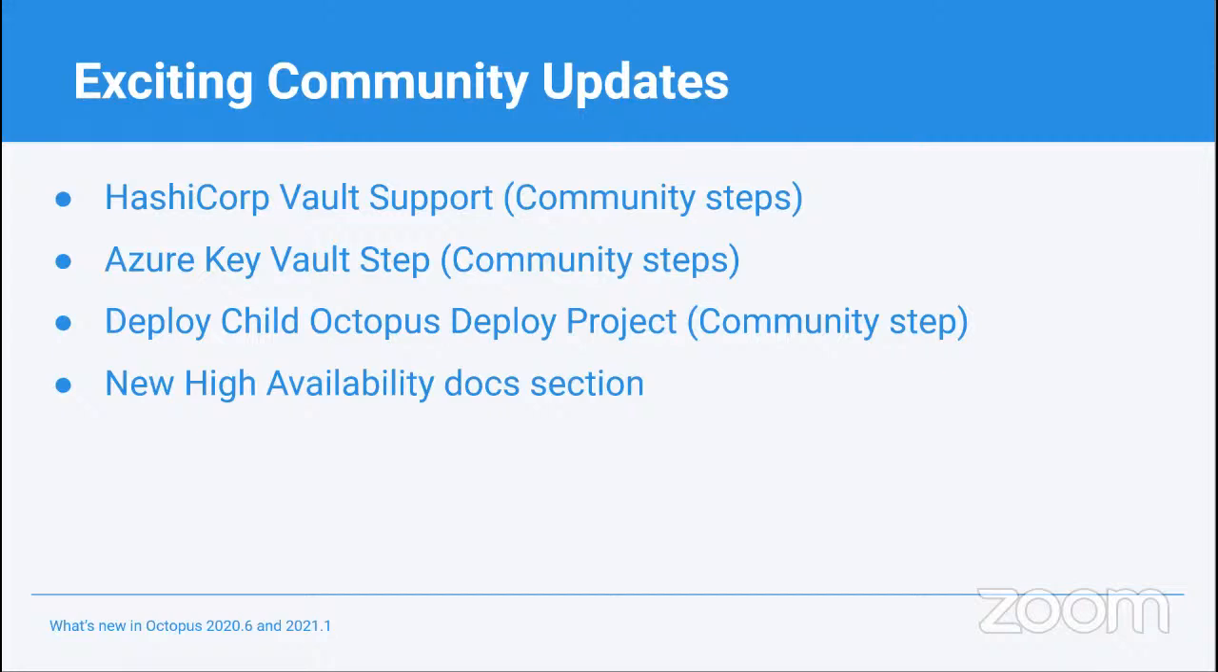And lastly, we've also made some great changes to our high availability docs. It's actually a new section. If you're running a single node Octopus instance at the moment and thinking about moving to HA, check those docs out. We have some detailed guides on how to move over to AWS, Azure, and also updated our on-premise guides.